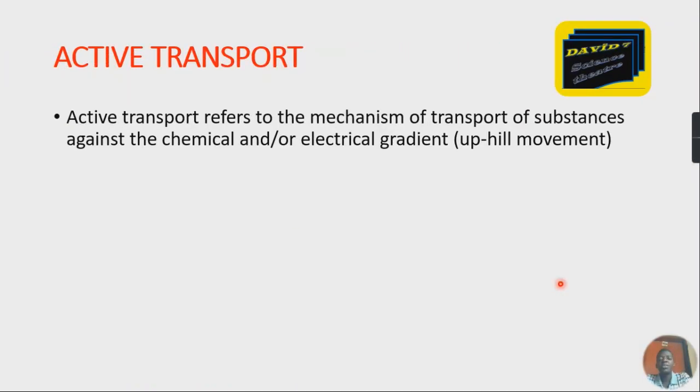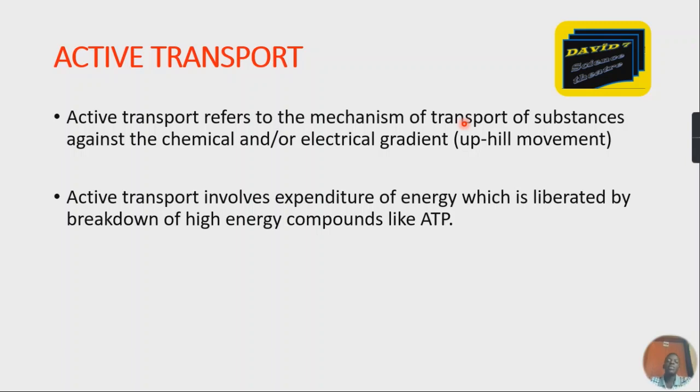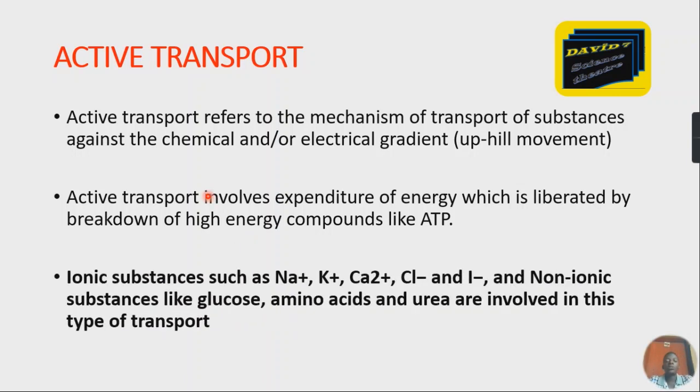So active transport refers to the mechanism of transport of substances against their chemical or electrical gradient. We sometimes call it uphill movement, because you are opposing the gradient which has been established. Active transport involves expenditure of energy, which is liberated by breakdown of high energy compounds like adenosine triphosphate, called ATP. So energy is required for active transport. It is active because we are spending some energy. High energy compounds are hydrolyzed to release phosphate bonds which have energy.